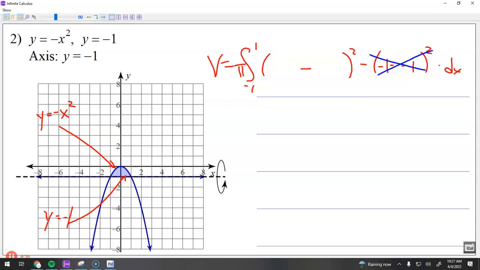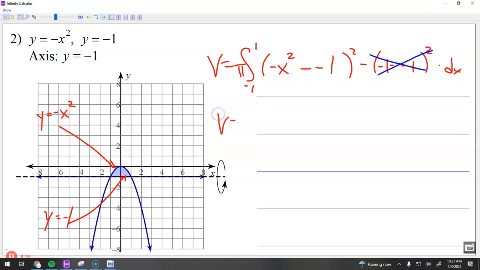And then in that first one, which one's farther away from y equals -1? Negative x squared or y equals -1? It's going to be y equals negative x squared, right? Because these two are on top of each other. So how far apart are negative x squared and -1? Negative x squared minus -1. The top, that's the bottom.